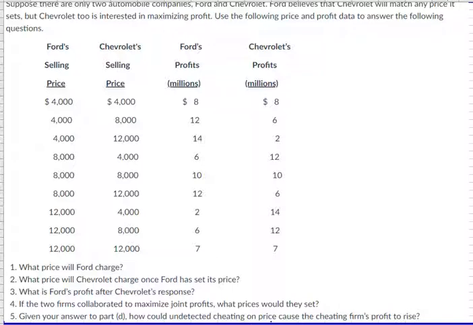Now, if Ford believes Chevy is going to match any price it charges, and it wants to make the most money possible, what price will Ford charge? Remember, Ford believes if it charges 4,000, Chevy's gonna charge 4,000. If it charges 8,000, Chevy's gonna charge 8,000. If Ford charges 12,000, Chevy's gonna charge 12,000. If Ford believes that, what price will they charge? Look at the table and tell me. I'll wait.